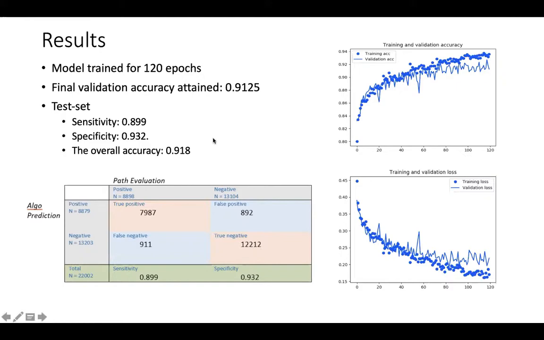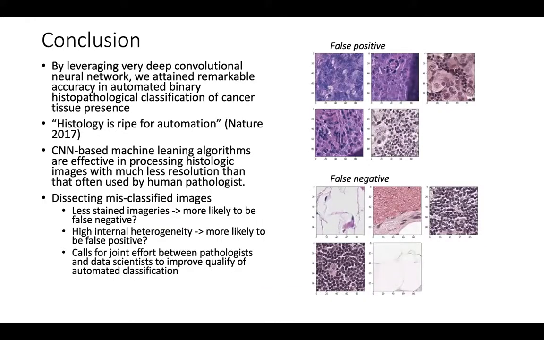So with that, we were able to calculate the sensitivity and specificity in our test data set to be just about 0.90 and 0.93. Notice that the specificity is slightly higher, which makes sense because, as I mentioned, our data set is slightly skewed towards the negative cases. So our algorithm is reasonably better at predicting negative cases. And then the overall accuracy in the test data set is 0.918, which is pretty remarkable to me.